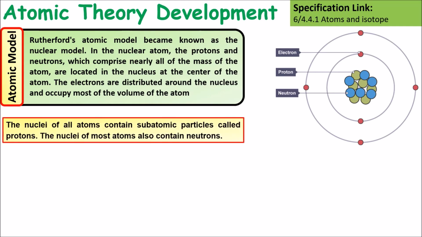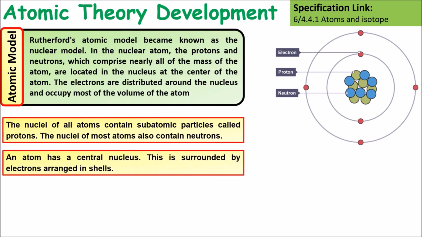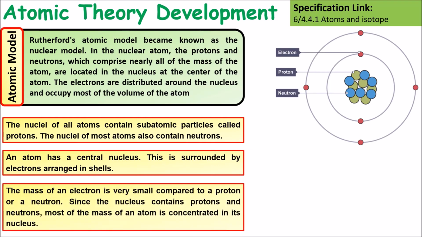The nuclei of all atoms contain subatomic particles called protons, and we now know that they contain neutrons as well. An atom has a central nucleus that is surrounded by electron shells, and the mass of an electron is very, very small compared with a proton or a neutron. Since the nucleus contains protons and neutrons, most of the mass of the atom is concentrated in the nucleus.